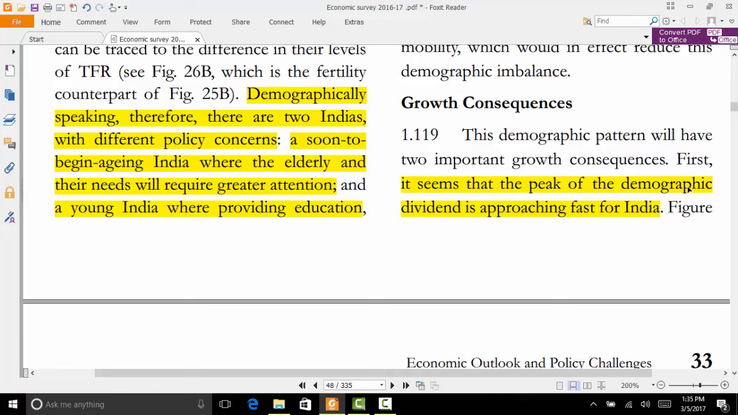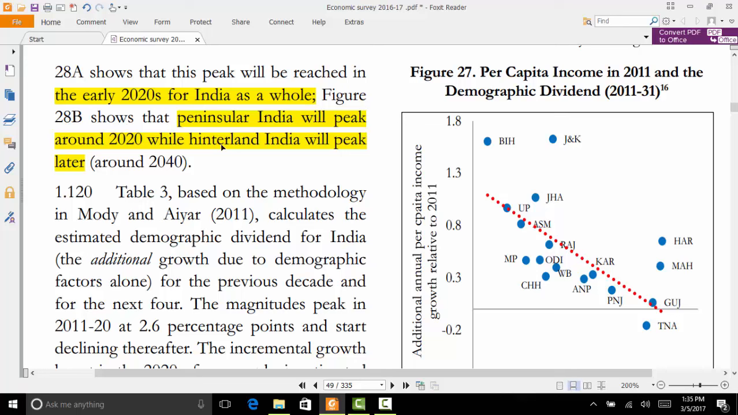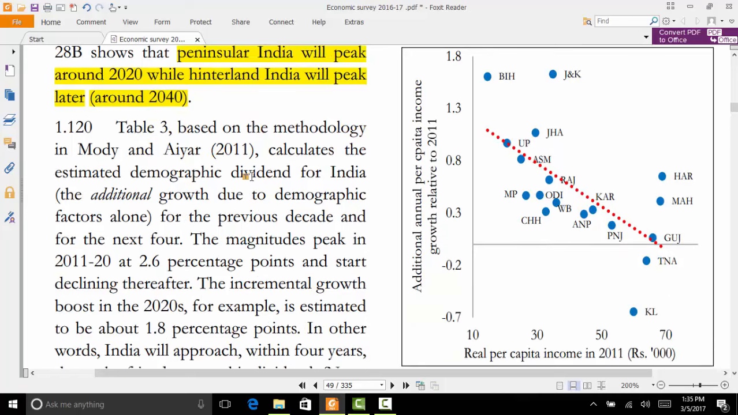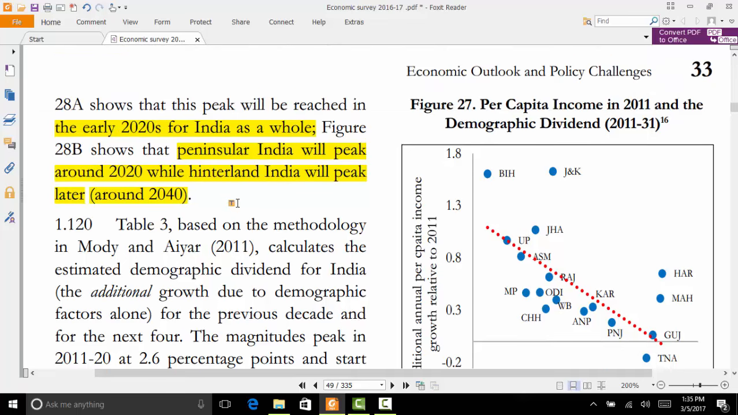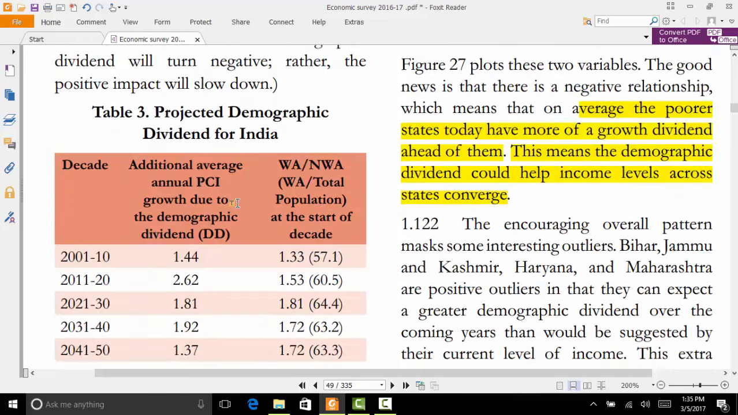It says the peak of the demographic dividend is approaching fast for India. So peninsular states will peak around 2020 and hinterland will peak later, around 2040. So remember this, it gives you some idea, and overall the peak will be reached in the early 2020s. Even in the graph itself you can understand different states are peaking accordingly. Per capita income there. Now going forward.